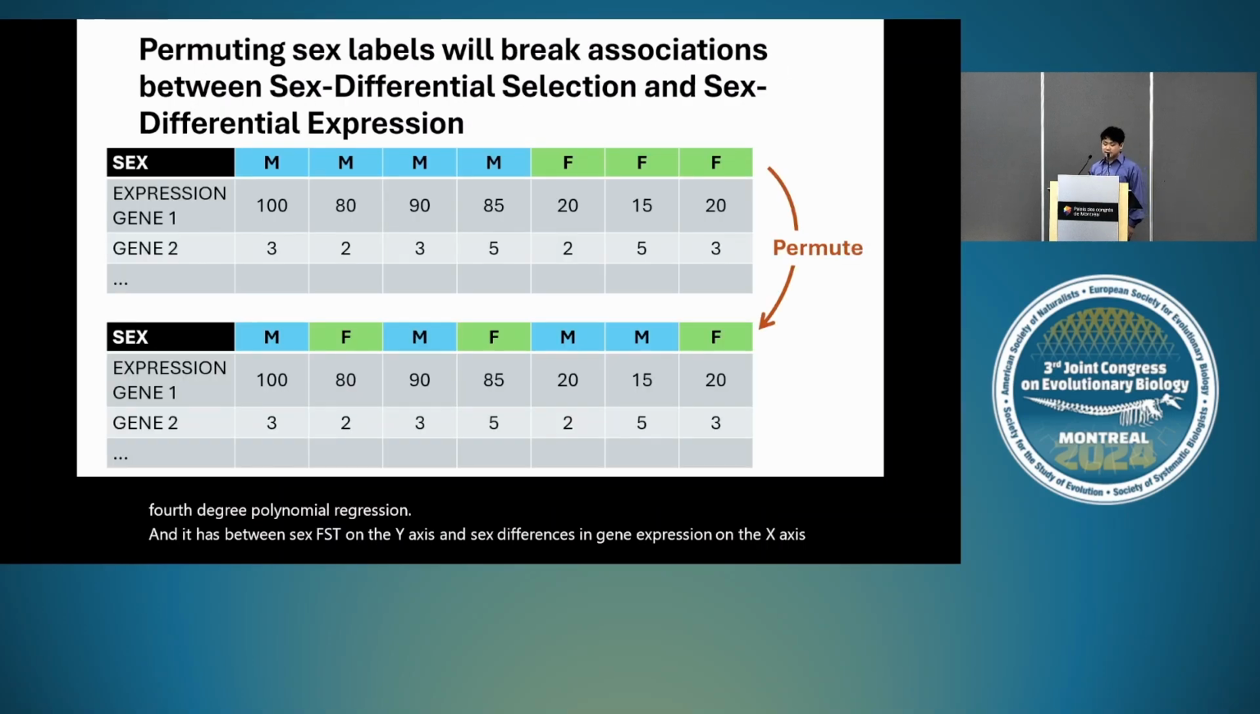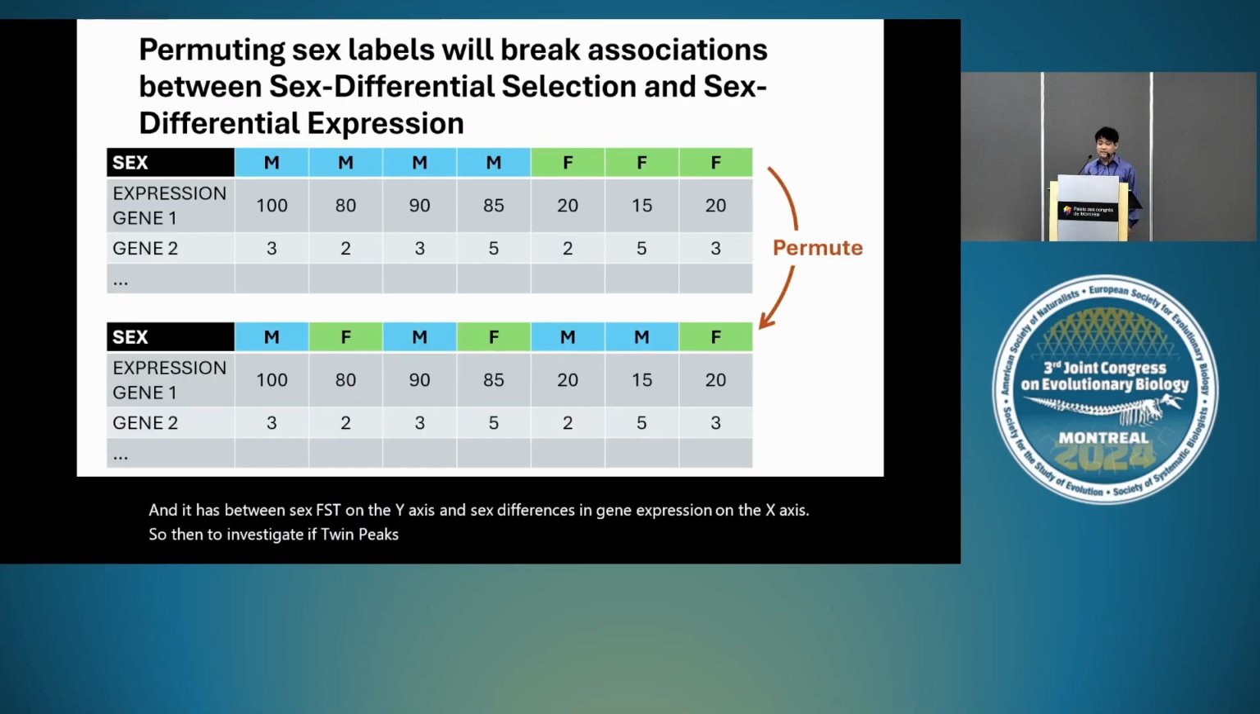Then to investigate if Twin Peaks is real, we permuted the sex labels in the expression data. Here's some dummy data to demonstrate how we did this. You don't have to pay attention to the numbers because I just made them up. Basically, we randomized which sex labels were assigned to each column of the expression values. Permuting the expression sex labels should break up any of the associations between FST and differences in expression. So if the Twin Peaks pattern is really due to sex differences in expression driving sex differential selection, we should see no Twin Peaks pattern after the permutations.